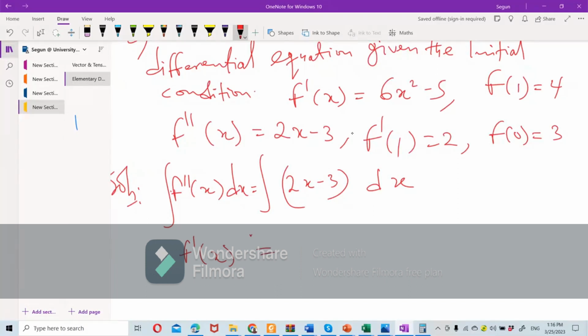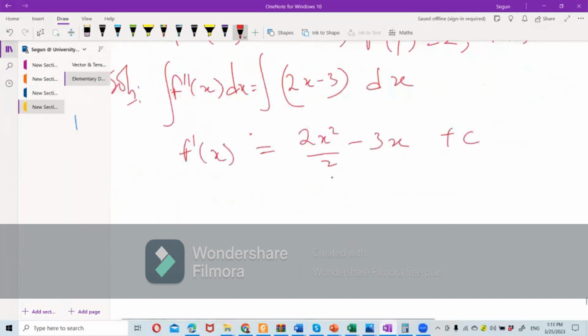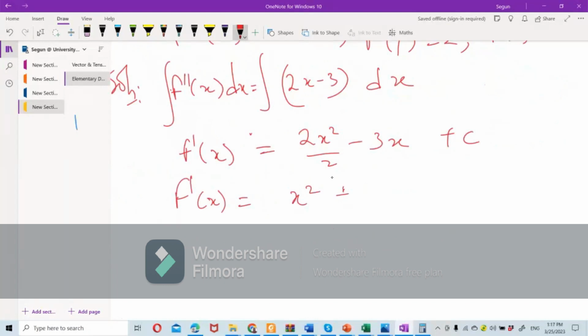So I'm going to have f prime here equals, I will integrate this one. What do I have? 2x squared over 2 minus 3x plus c. Don't forget. So my f prime of x will be x squared minus 3x plus c.